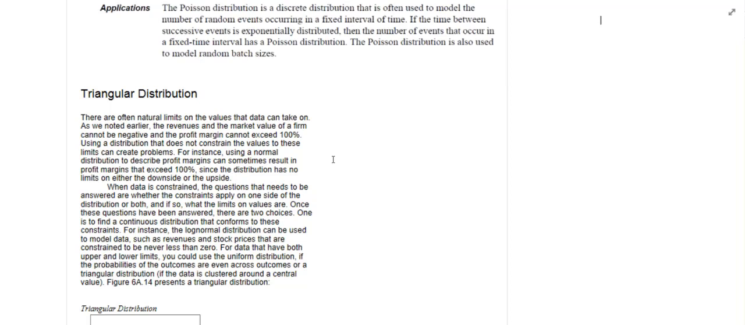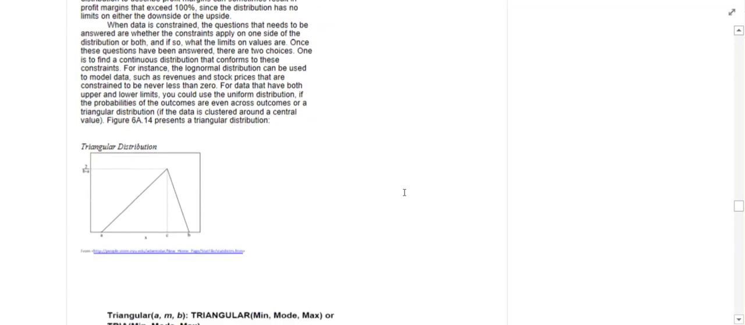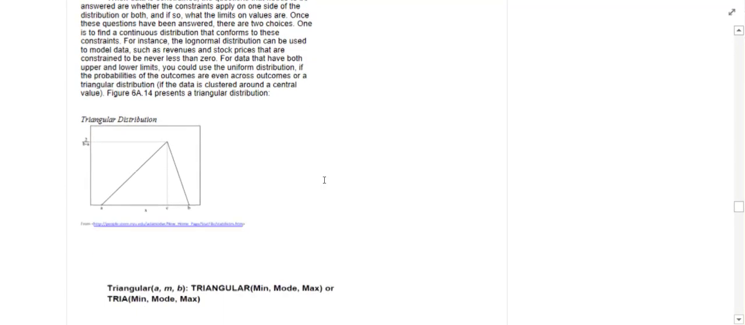It could be used to model data, such as revenues and stock prices, that are constrained to be never less than 0. And for data that have upper and lower limits, you could use the uniform distribution, if the probabilities of the outcomes are even across outcomes. A triangular distribution would represent another, if the data is clustered around a central value, a useful tool. And you can see that here, very straightforward.